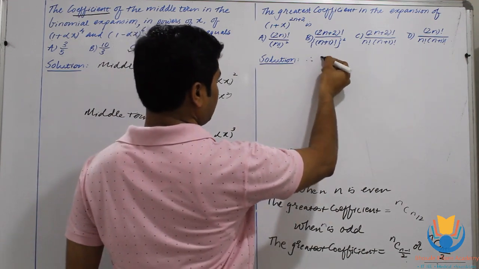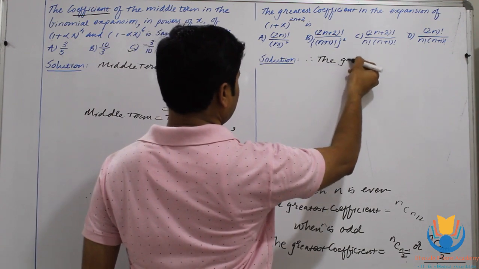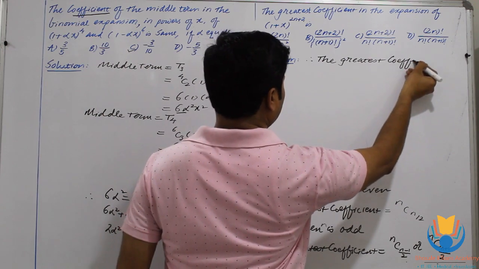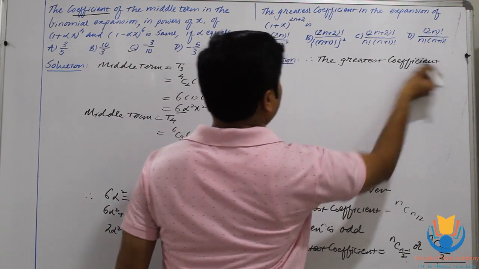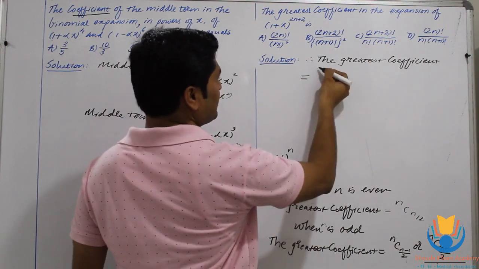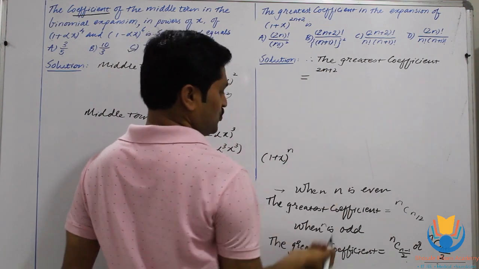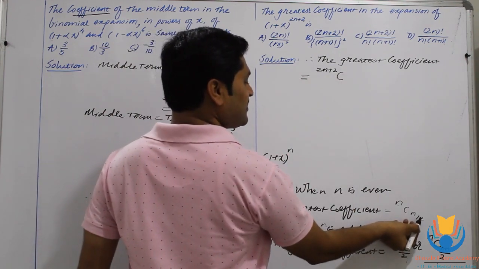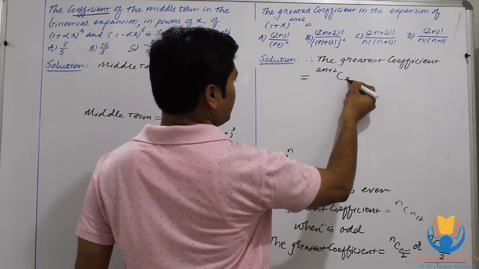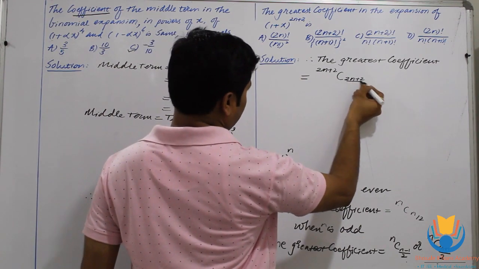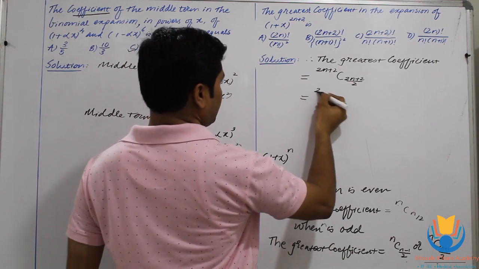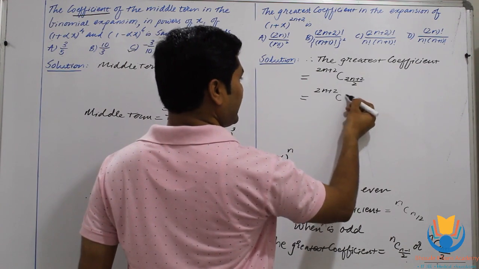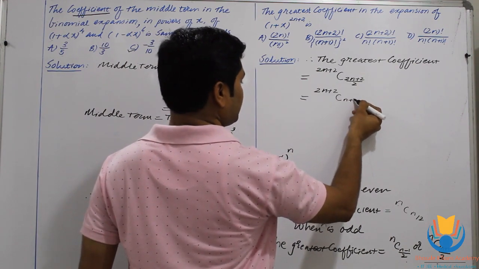Therefore the greatest coefficient in the above expansion is nothing but, here the value of n is 2n plus 2, and we have to just take half of that value of n, that is (2n plus 2) upon 2. So let's simplify it. So 2n plus 2 as it is, C, and 2n by 2 is n, plus 2 by 2 is 1.